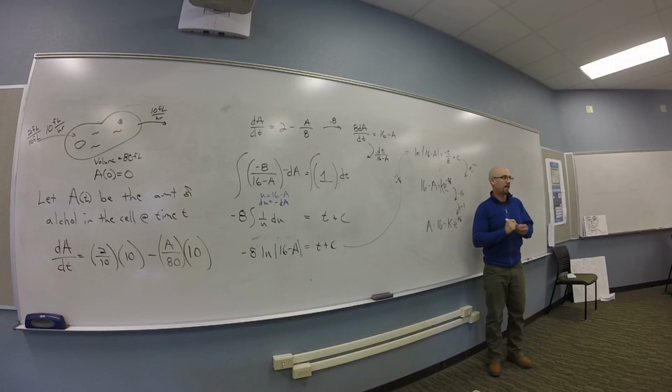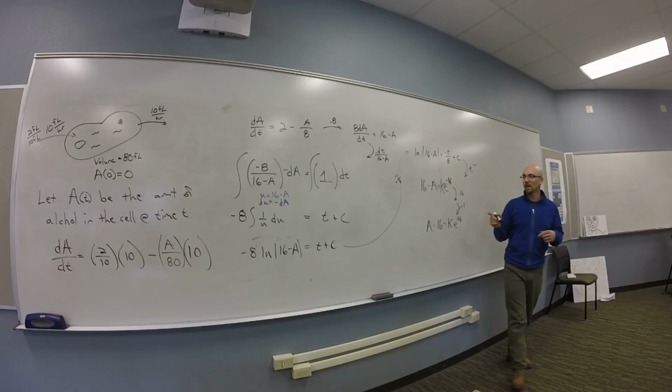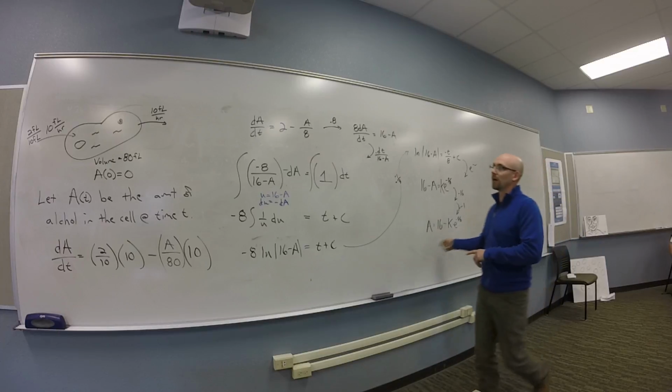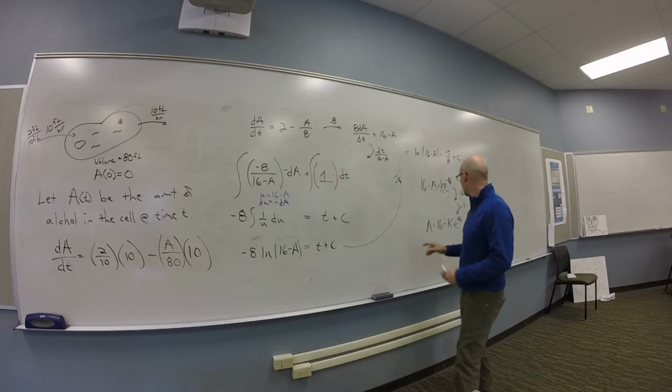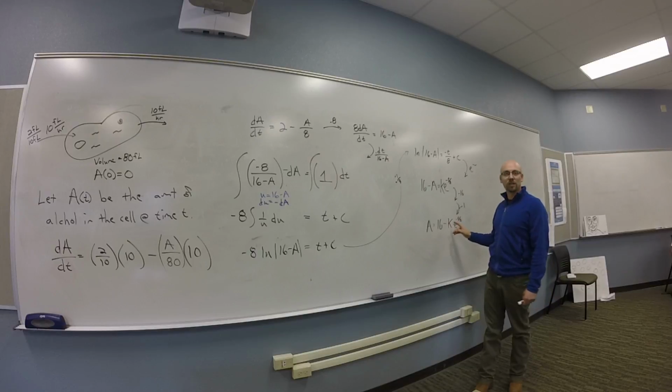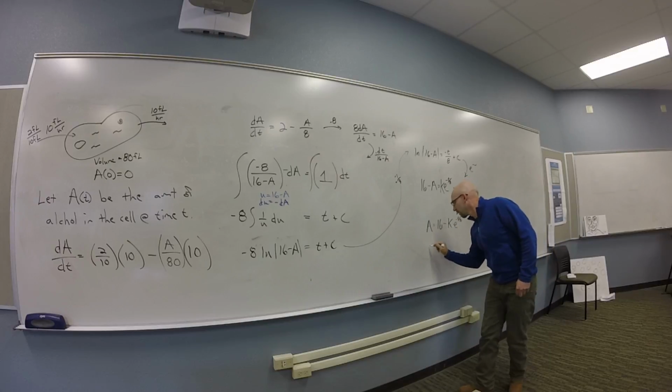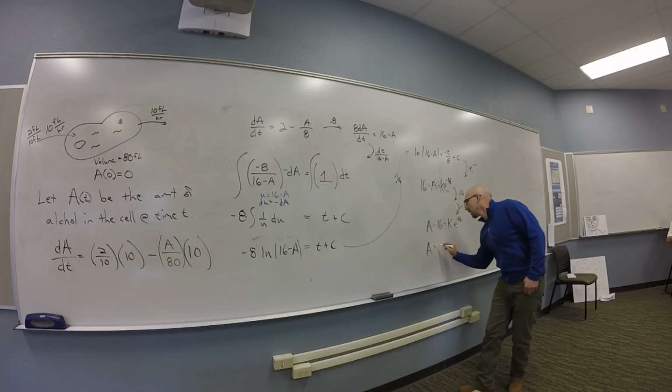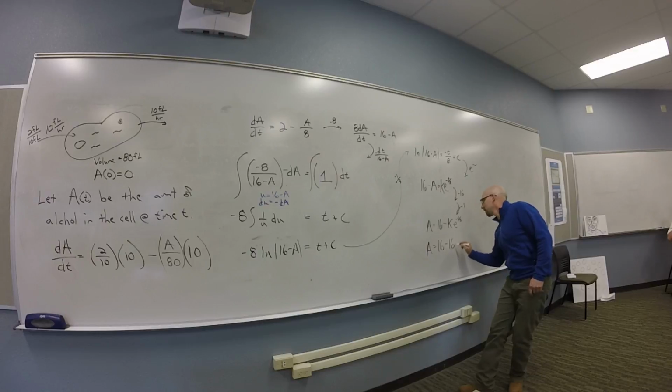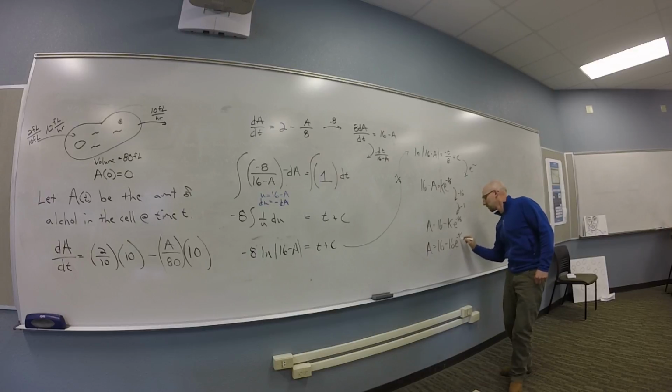And then what? Okay, then you need to find k. How do you find k? Yeah, so I know A of 0 is 0, so if I plug 0 in, I should get 0 out. So I figure out that k has to be 16. So I get A is 16 minus 16 e to the minus t over 8.